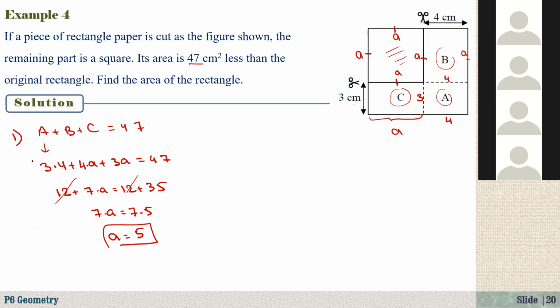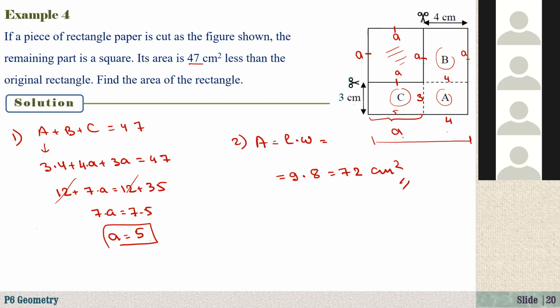Okay, that's our first step. And we need to find the area of the rectangle. What is the area of the rectangle? It is length times width. What is the length? Length is from here till here, right? That is A plus 4. What is A? It is equal to 5. 5 plus 4 is 9. How about the width? It is A plus 3. A is 5, so 5 plus 3 is equal to 8. So the area is 9 times 8, equal to 72 square centimeters.